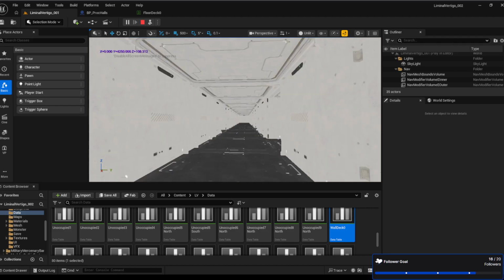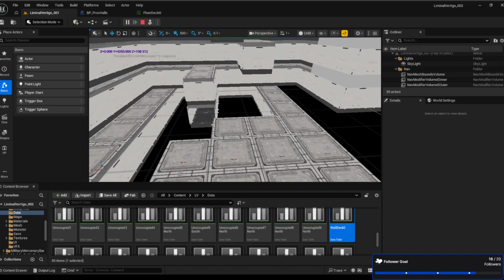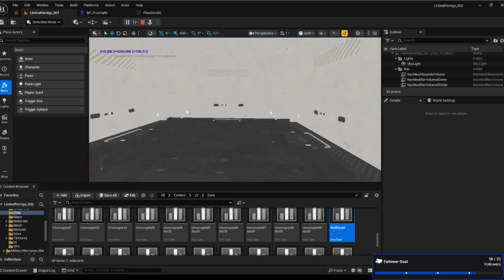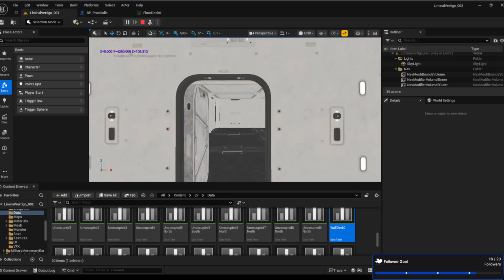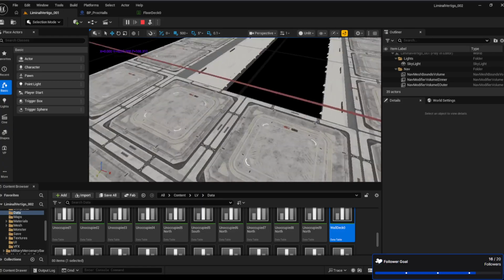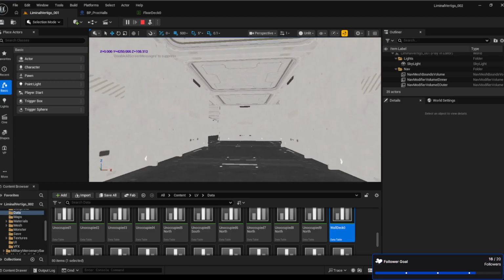Dang it. Oh my gosh. This one should be blocked. This one should be open. Correct. This one should be open, and that means the other one on this side should be blocked off, but it's not. Dang it.